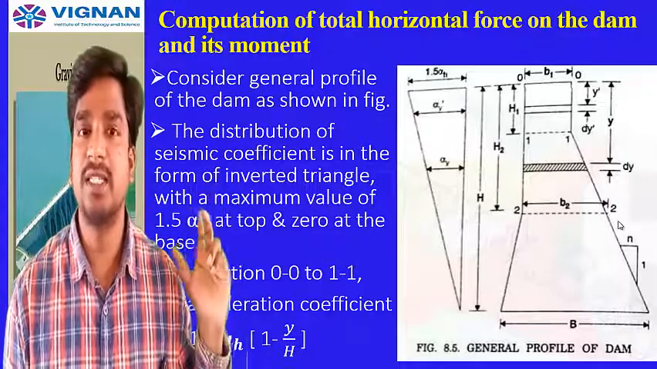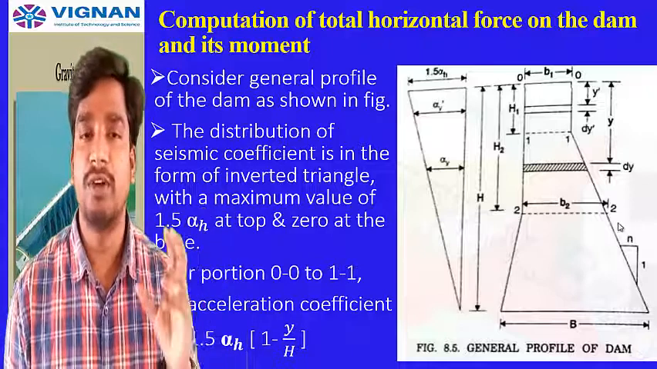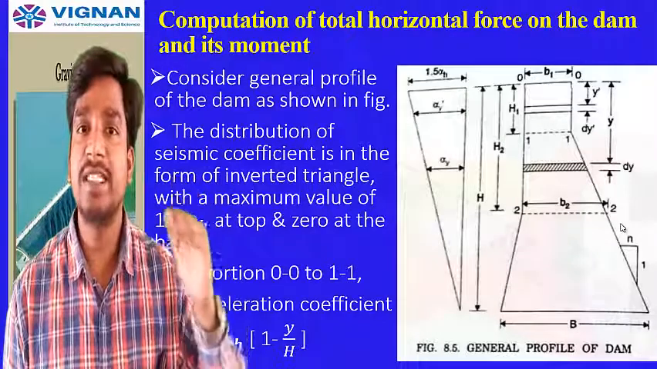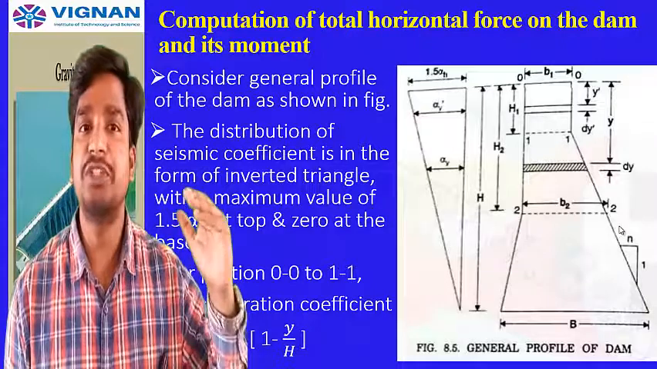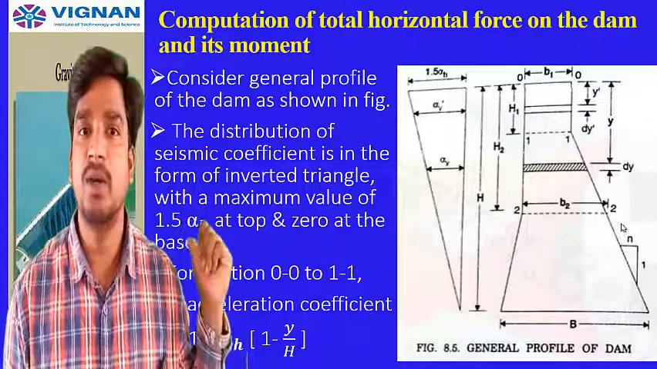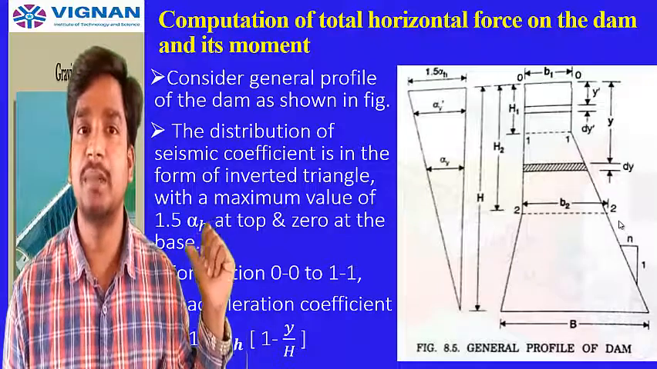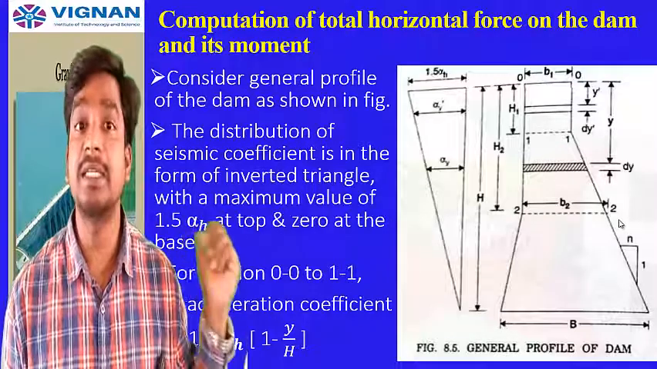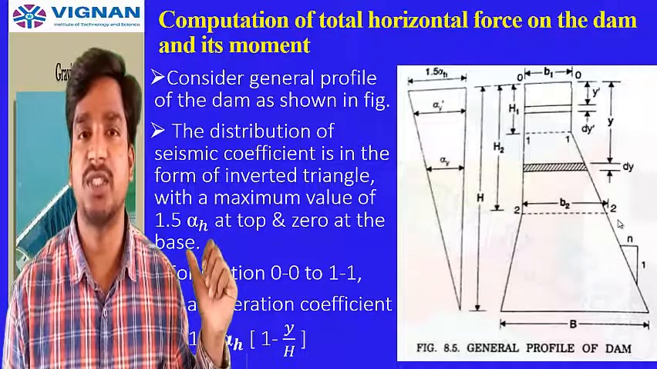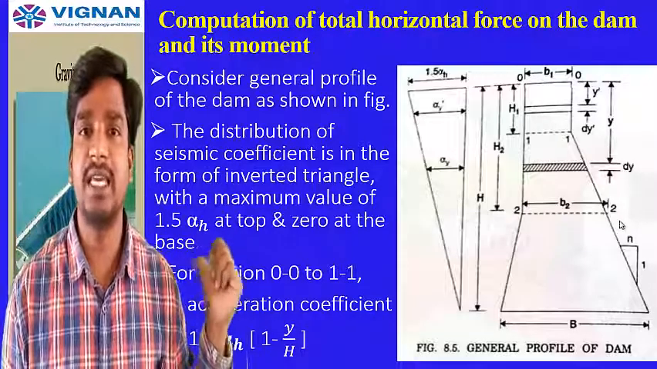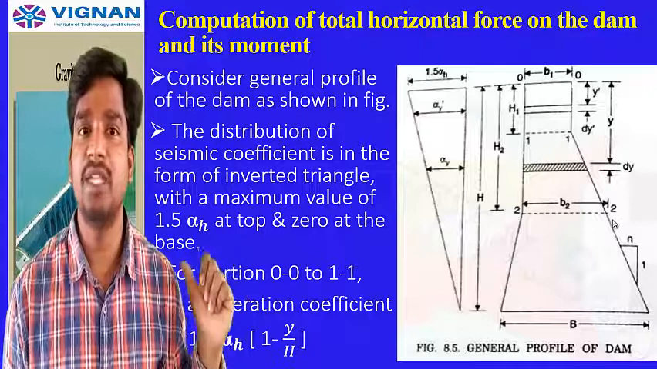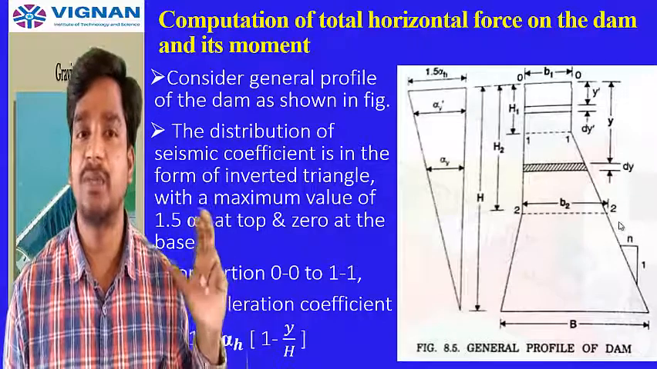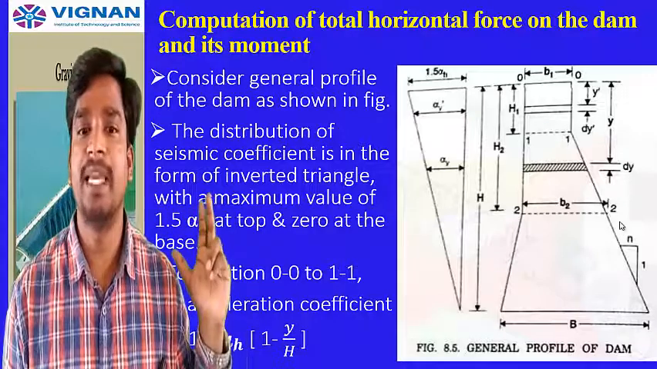The first section is 0 0 to 1 1. For this portion let us calculate the alpha y value. We have considered an elemental strip at a distance y dash from the top of the dam. You can see in the picture y dash is the distance of the first elemental strip in the portion 0 0 to 1 1. For that we calculate the seismic coefficient alpha y dash, computed as 1.5 alpha h into 1 minus y by h, where y is the location or height of the first portion where the elemental strip is considered.